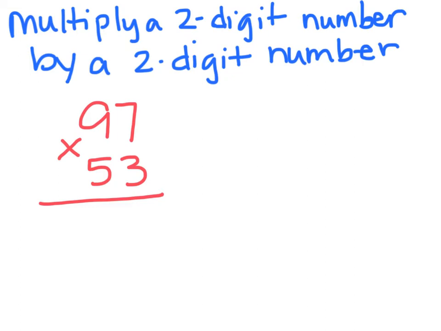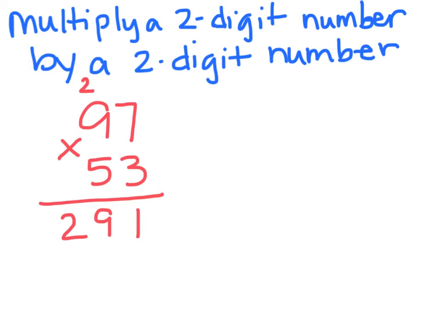So our first step is to multiply the 97, our top number, by the 3, the bottom number's ones place. So let's take 3 times 7, which gives us an answer of 21. We need to carry that 2 into the tens place. 3 times 9 is 27. We add this 2 to give us an answer of 29. The 9 going in our tens place and the 2 falling into the hundreds place.